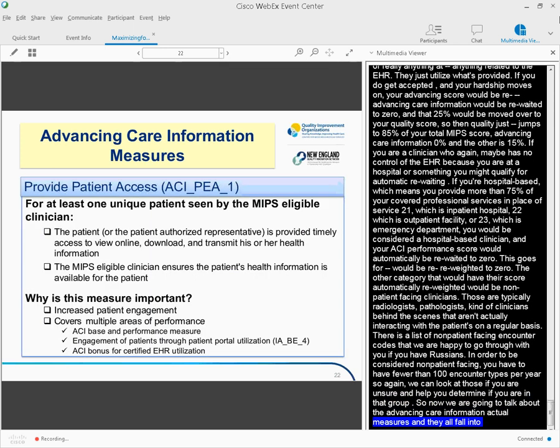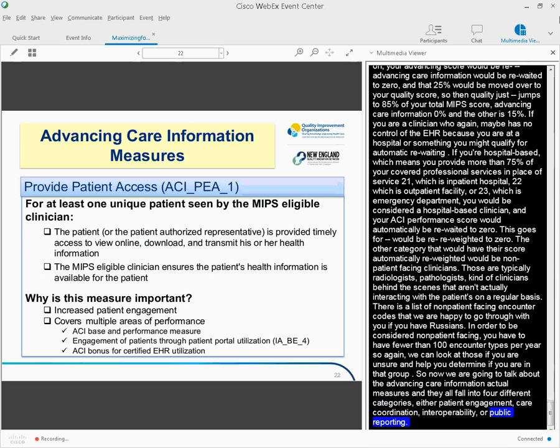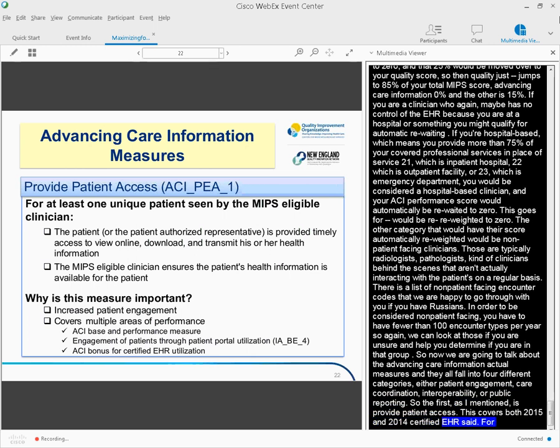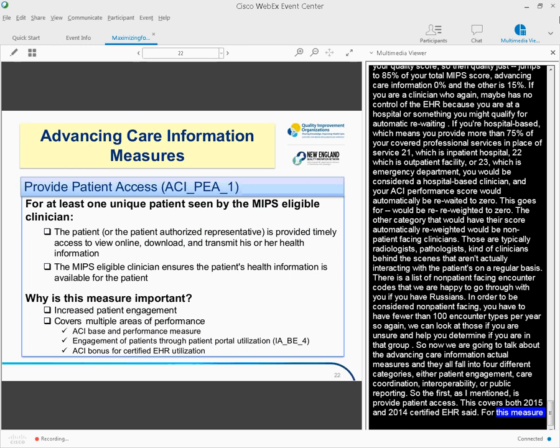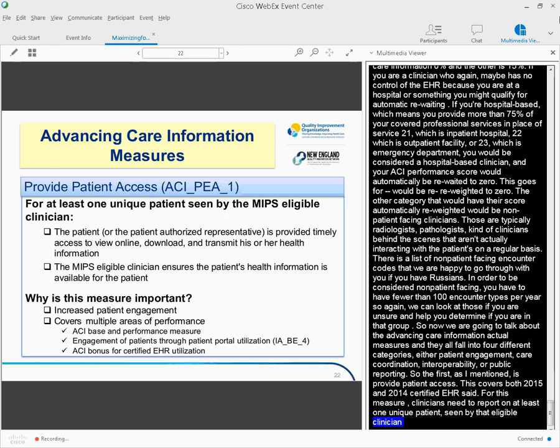So the first, as I mentioned, is provide patient access. Now this covers both 2015 and 2014 certified EHRs. For this measure, clinicians need to report on at least one unique patient seen by that eligible clinician. And now that patient or their authorized representative is provided with timely access to their online health record information.